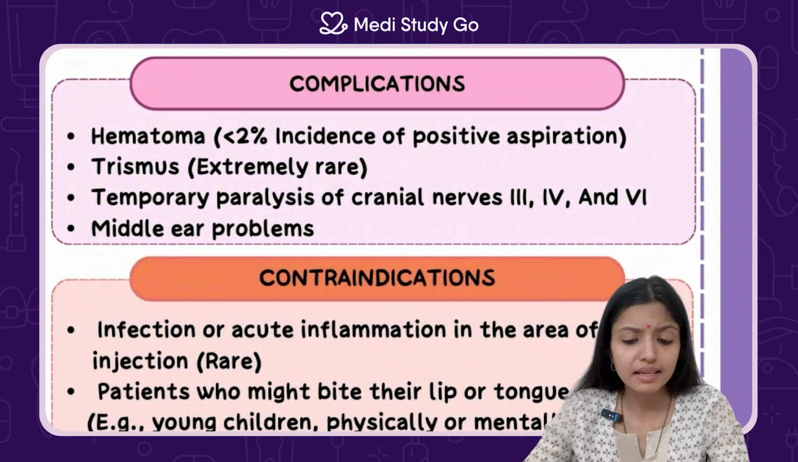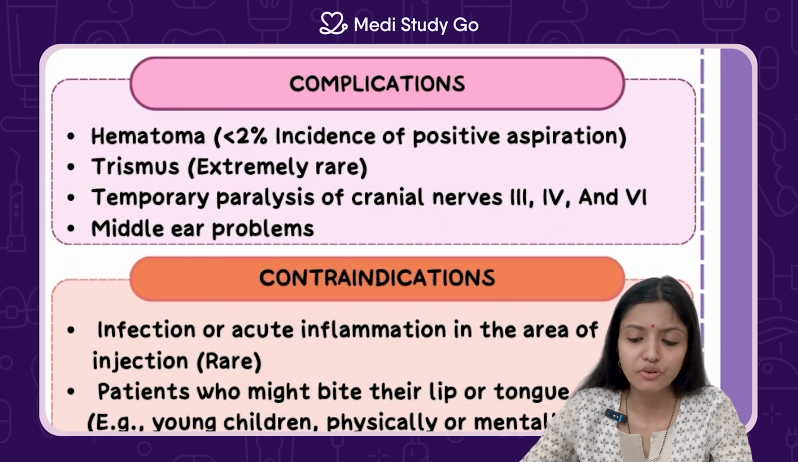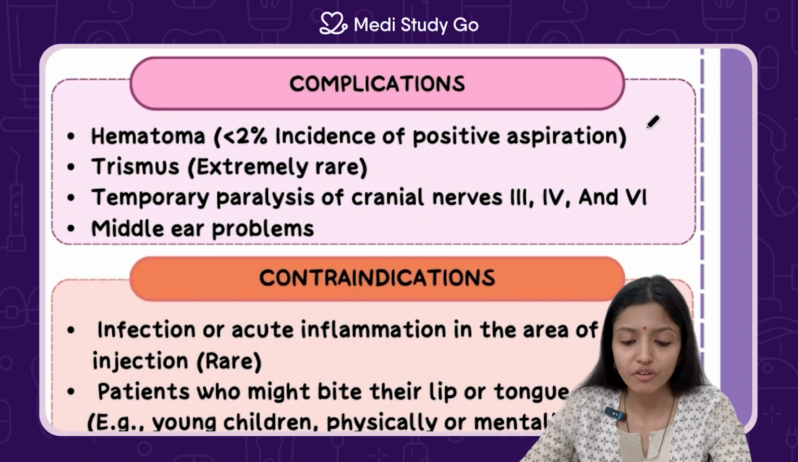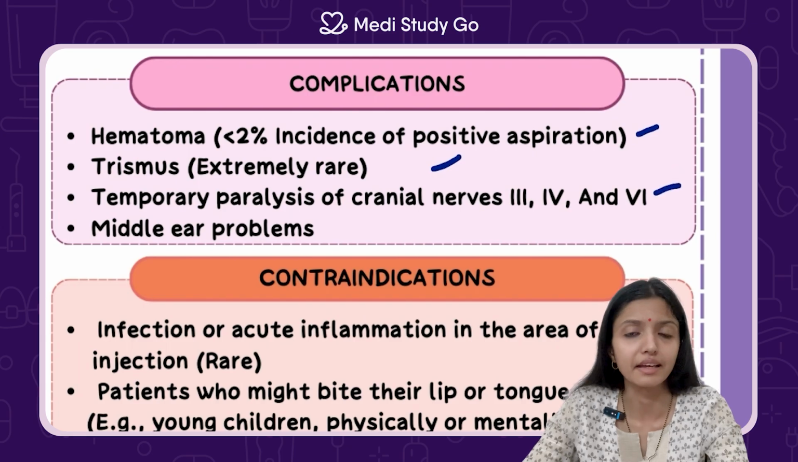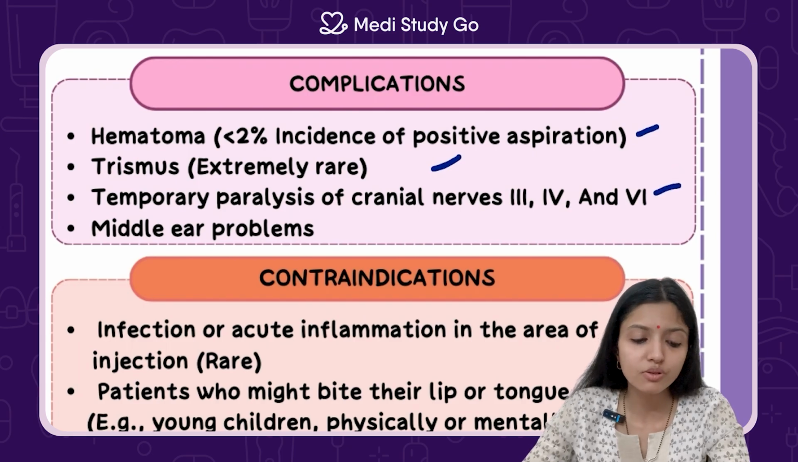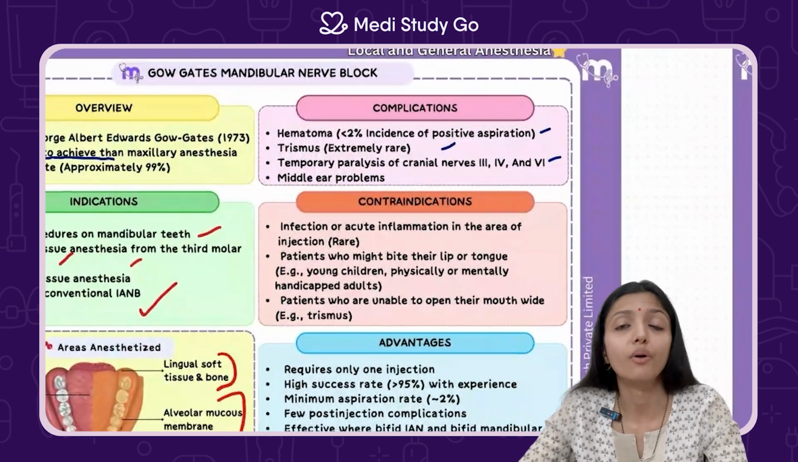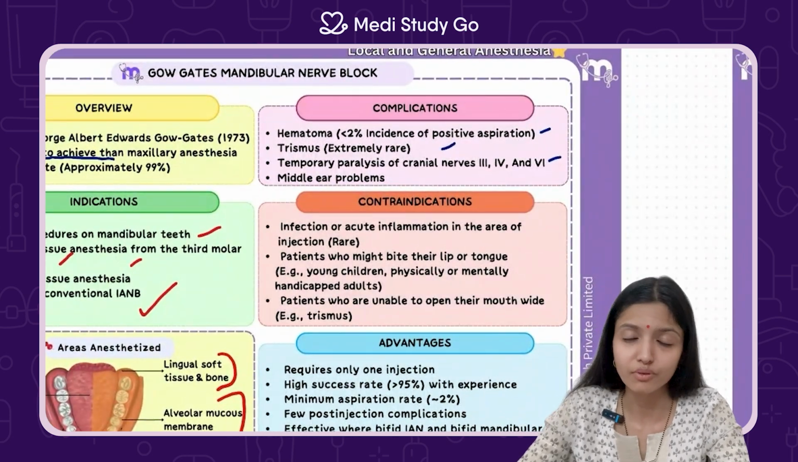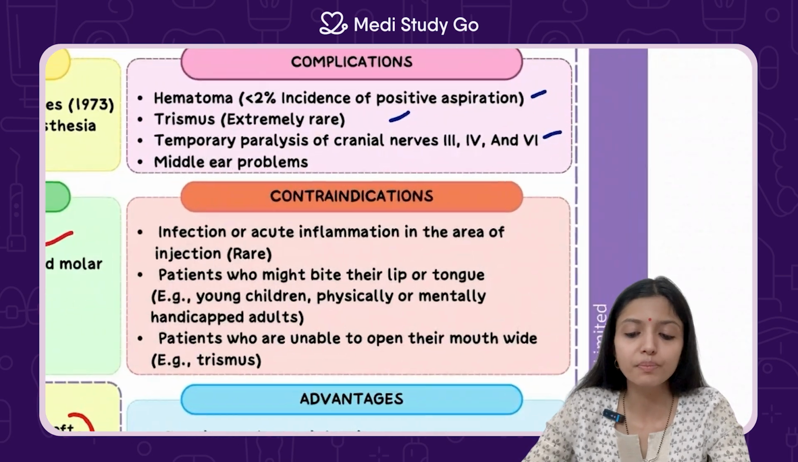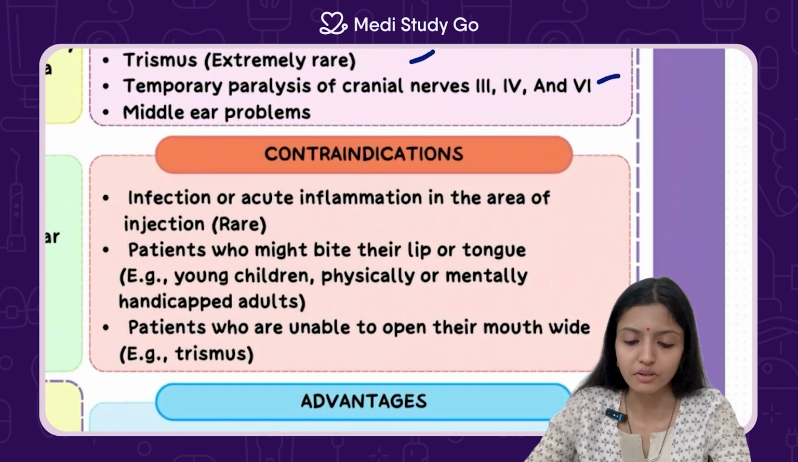We usually see an incidence of hematoma in less than 2% of patients. Trismus is extremely rare with this block, and temporary paralysis of your third, fourth and sixth cranial nerves, just like with an IANB, can happen. It may also lead to middle ear problems since you are also encountering your auriculotemporal nerve over here. So we need to be a little cautious while giving the Gow-Gates block.